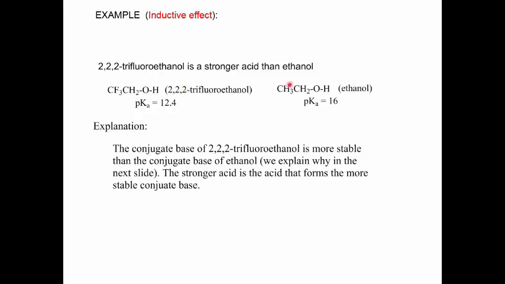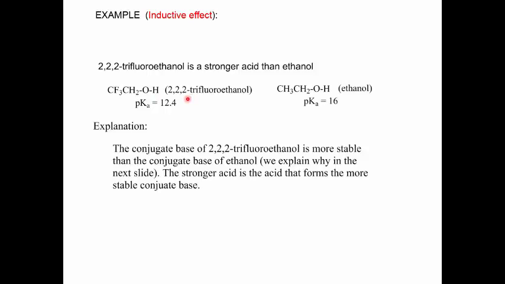Which of the two acids is the stronger acid? Well, that's indicated by the pKa value. Remember, the lower the pKa, the stronger the acid. The fluorinated ethanol has a pKa of 12.4. The ordinary ethanol has a pKa of 16. Well, obviously then, the fluorinated ethanol is a stronger acid.